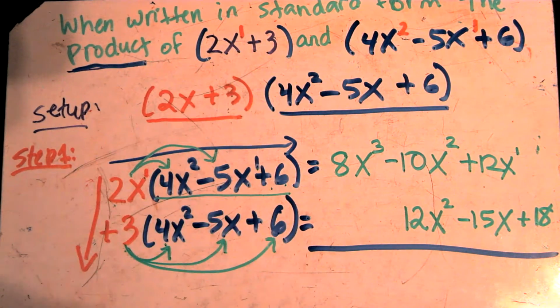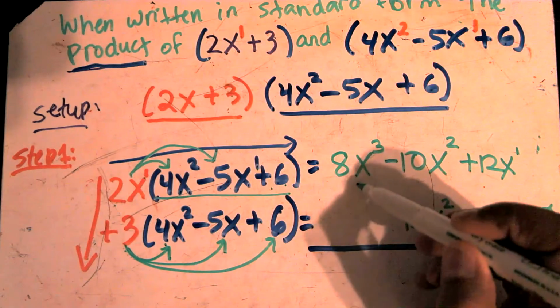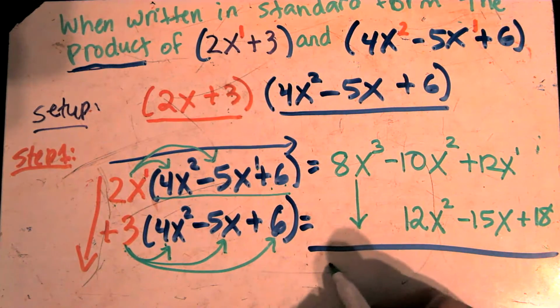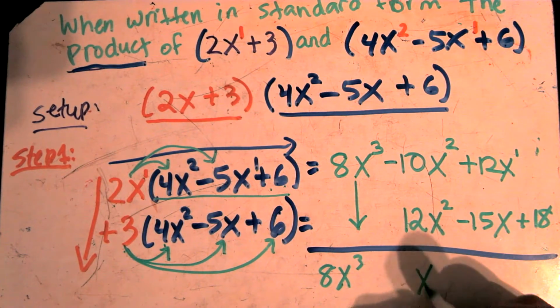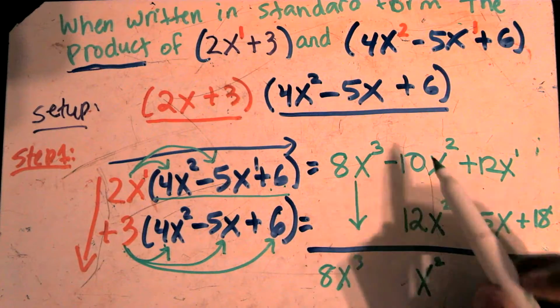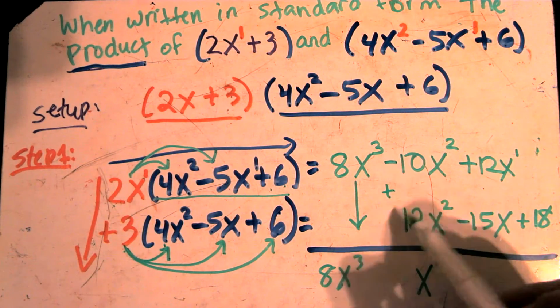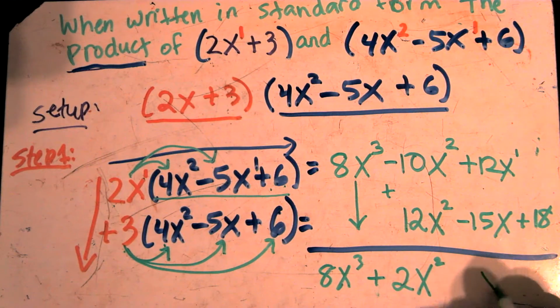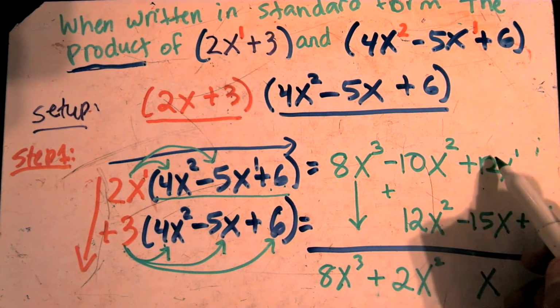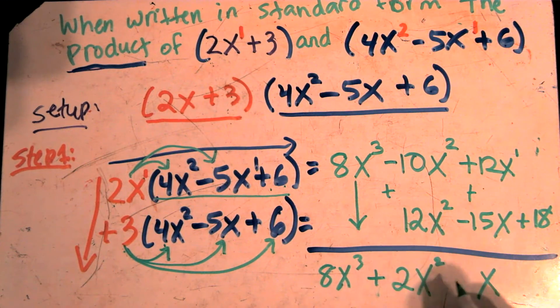And then they're like terms. There are no other x to the third term, so bring down the 8x to the third. Then to figure out how many x to the second I have, I'm going to add down. Negative 10 plus 12 is 2. And it's a positive 2, so plus. Then I want to know how many x terms I have. I have positive 12 plus negative 15 is negative 3. And nothing to add to the 18. And I'm done.